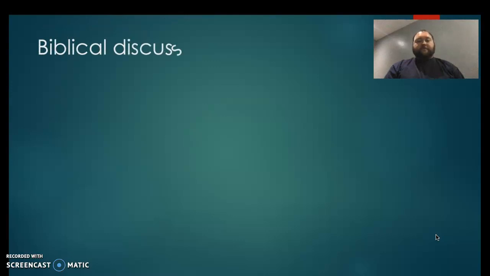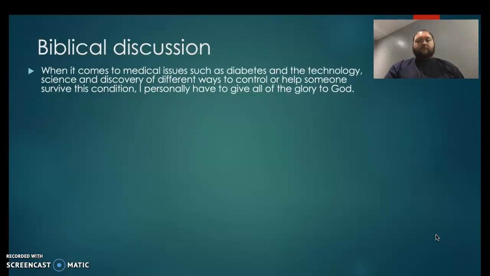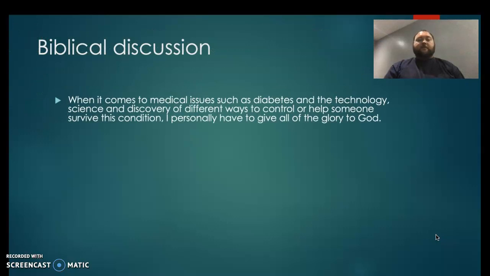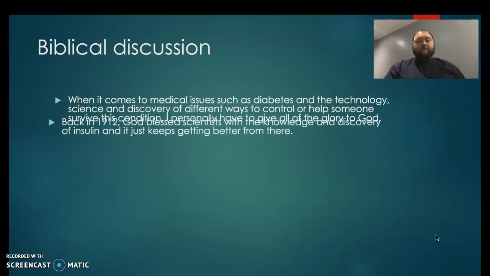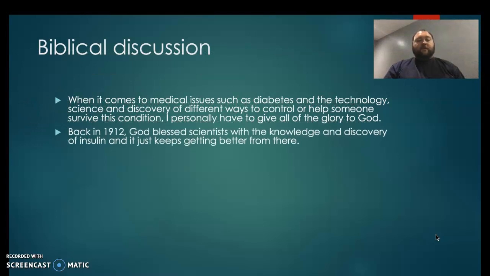Biblical discussion. When it comes to medical issues such as diabetes and technology, science and discovery of different ways to control or help someone survive this condition, I personally have to give it all to the glory of God. Back in 1921, God blessed the scientists or whoever may have been a part of that discovery with the knowledge to discover the insulin, and it just keeps getting better from there.